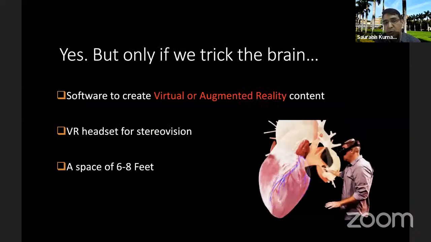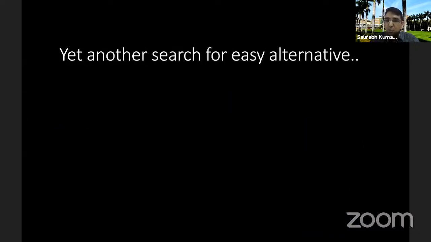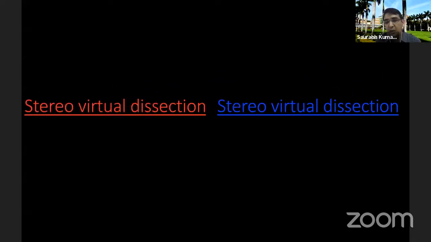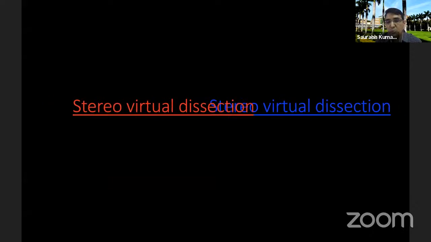The answer is yes, but only if we trick the brain by using virtual reality, augmented reality. But again, you would need virtual reality headsets for stereo vision and a space of around 6 to 8 feet square, where you will apply that, and you will have to convert the data set into virtual or augmented reality compatible software. So then I was searching for another easy alternative, and I came to know that there is something called anaglyph stereo vision, and thereafter I came to know that we can achieve stereo virtual dissection.